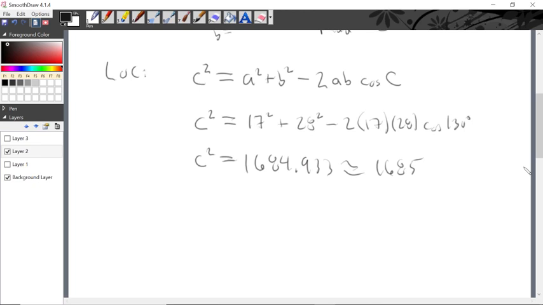I can see that there look to be 2 significant digits on the side lengths up here, so I'm going to look for C to be 2 significant digits as well. So C is approximately the square root of 1685, and the square root of 1685 is approximately 41.049. So to 2 significant digits, that's approximately 41.